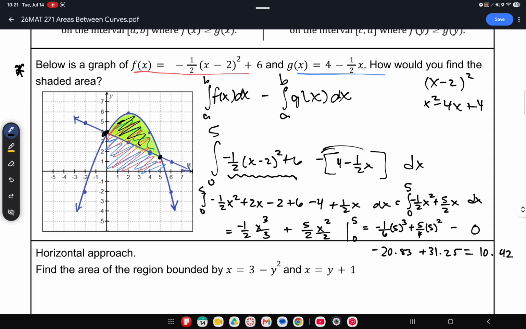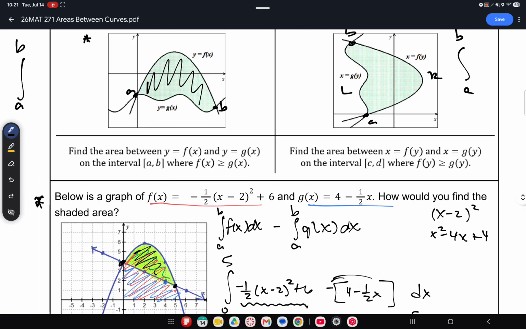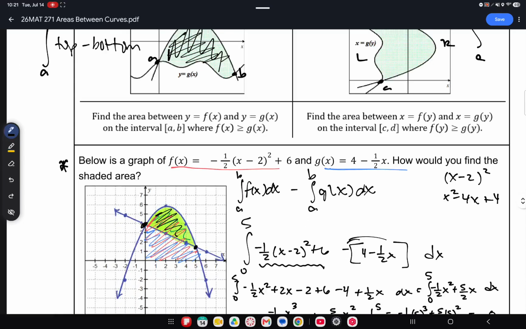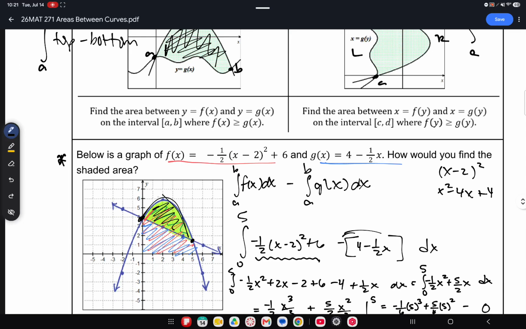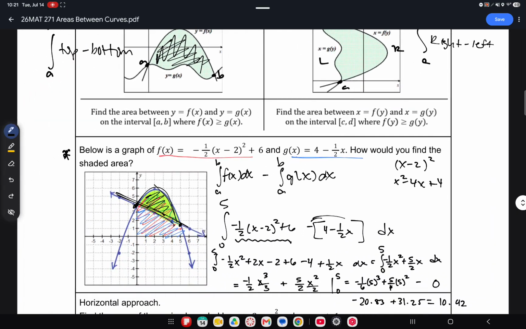All right. So I was kind of not wanting to spoil it at the beginning, but in this type of function, we do the top function minus the bottom function, which is what I did here. Top function minus the bottom. And then over here, when we have a more vertical situation, we do right function minus left function. Okay? We do it in terms of y.